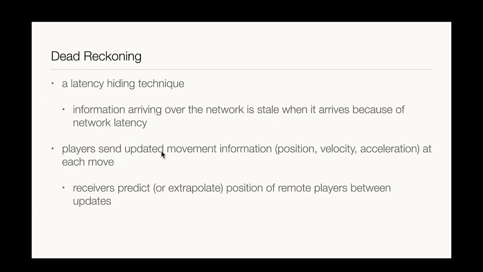So players send their updated movement information periodically, but not as fast as it's actually happening. Right? So every 200 milliseconds, you might send the position, the velocity, and acceleration of your character. Right? In between those 200 milliseconds, all the other players are simply guessing at where your character actually is in the world. Right? So they predict or extrapolate the position of all the other players between updates, right? When they get the actual update, they can then fix the true position, right?